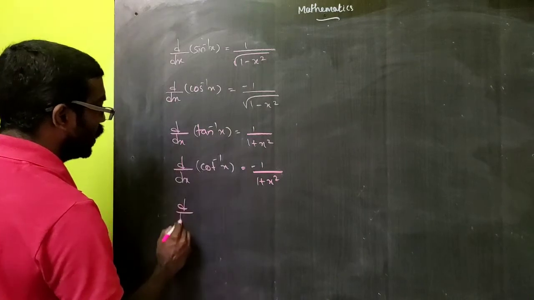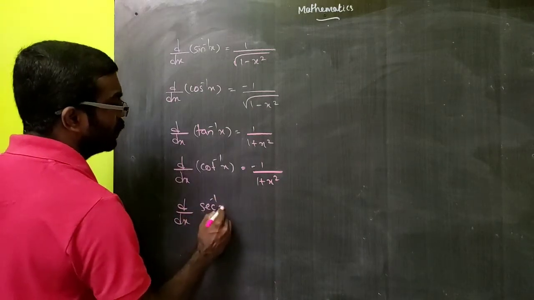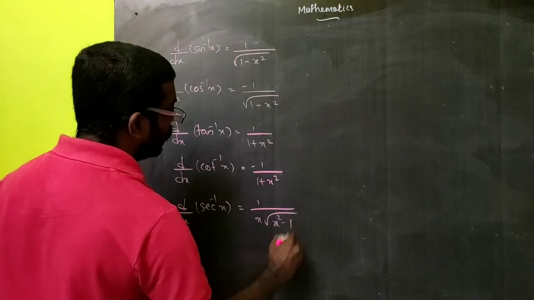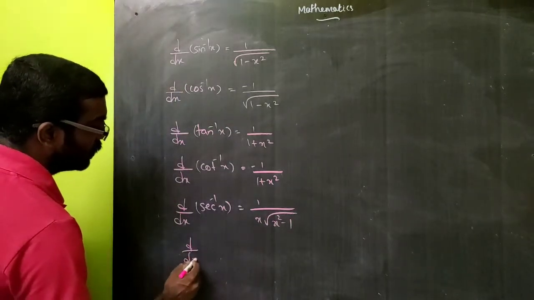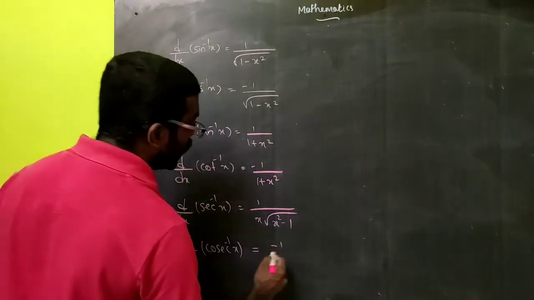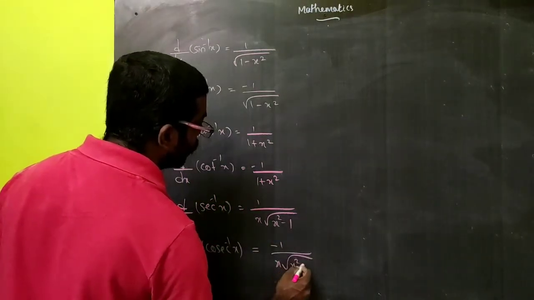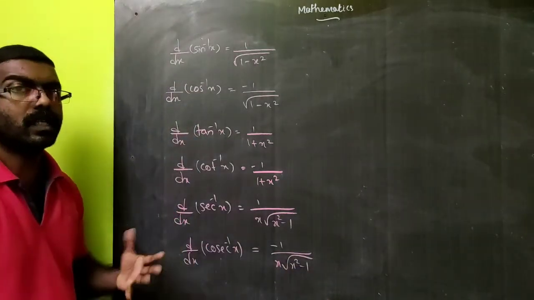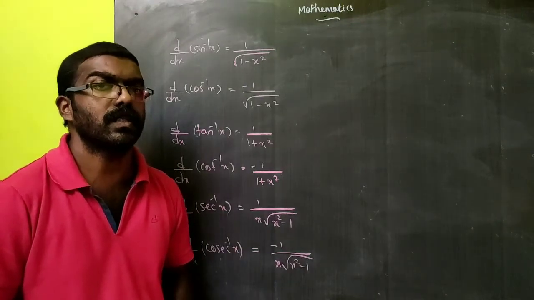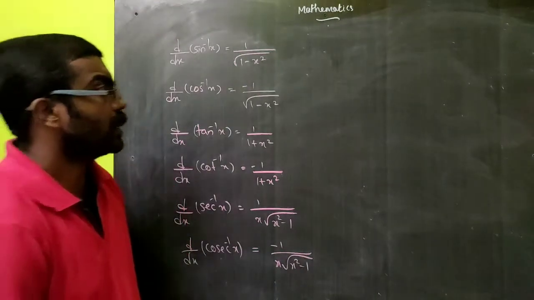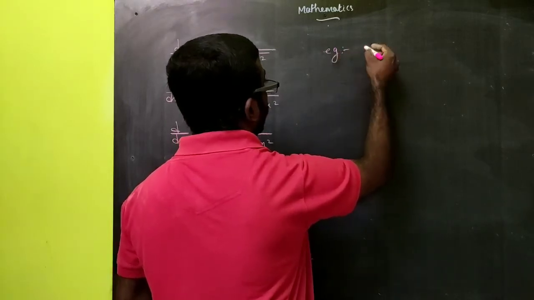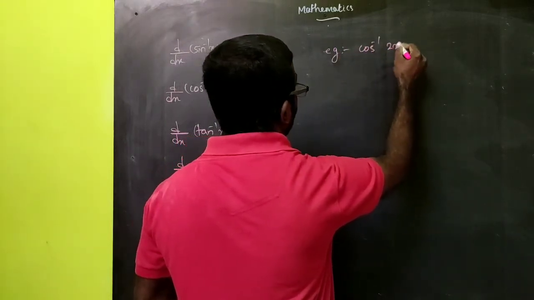Then derivative of sec inverse x, 1 by x root x square minus 1. Then derivative of cosec inverse x, minus 1 by x root x square minus 1. So these are the 6 important formulas related to inverse trigonometric functions. Now let us consider an example. We have to find the derivative of cos inverse of 2x square minus 1.